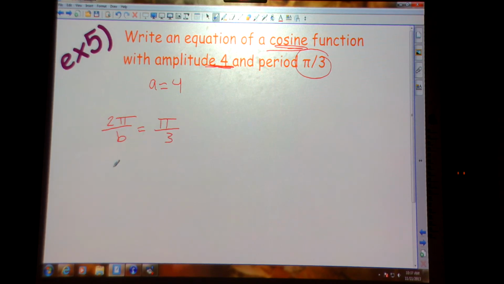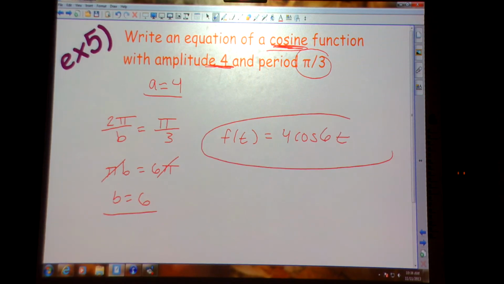Now I'm going to cross multiply. Pi b equals 6 pi. Cancel those pi's. B is 6. So if A is 4, B is 6, and it's a cosine, I have f of t equals 4 cosine 6t. I just plugged in my A and B.